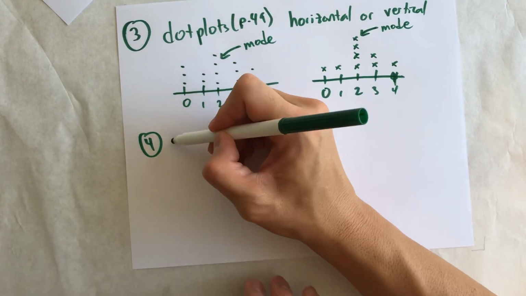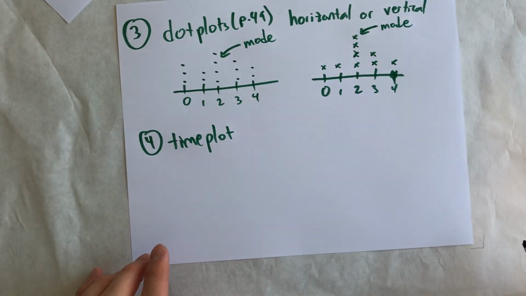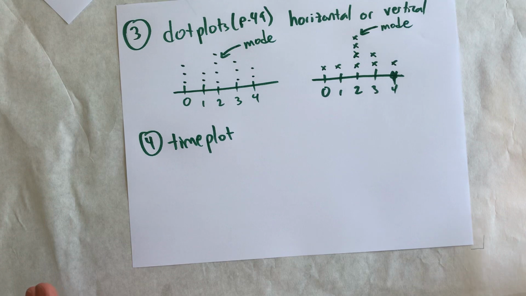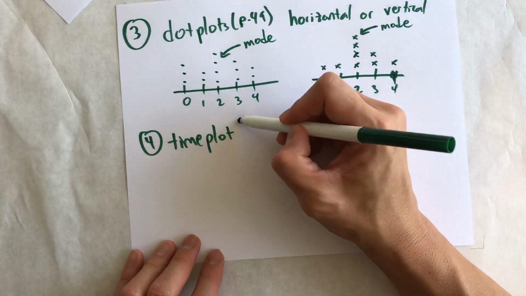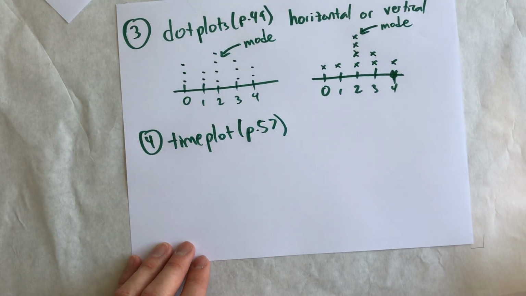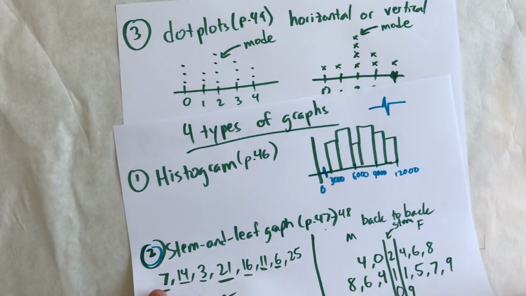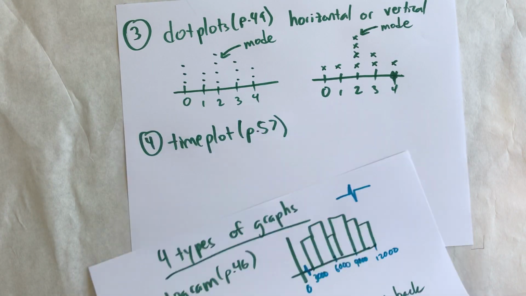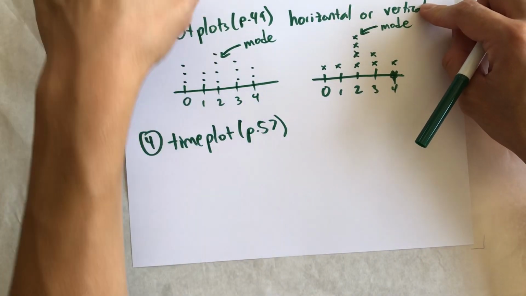And the fourth type is a time plot. Don't worry too much about these. I think you're able to read these. They're kind of like a line graph, sort of. This is on page 57. I won't draw it, but you can look at that, okay? But don't worry too much about those. We're going to be working with the first three a lot more. Now, how do we describe these graphs, right?